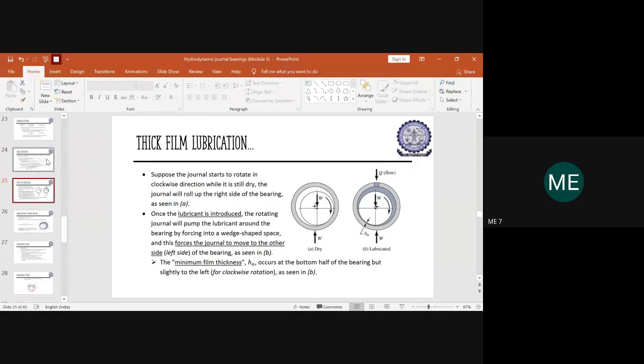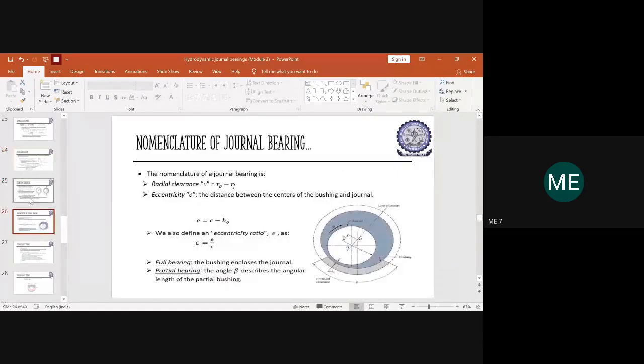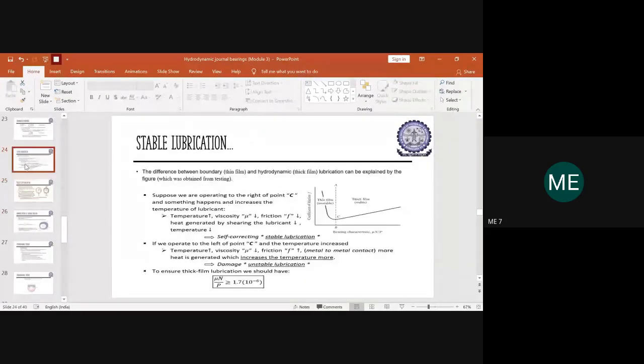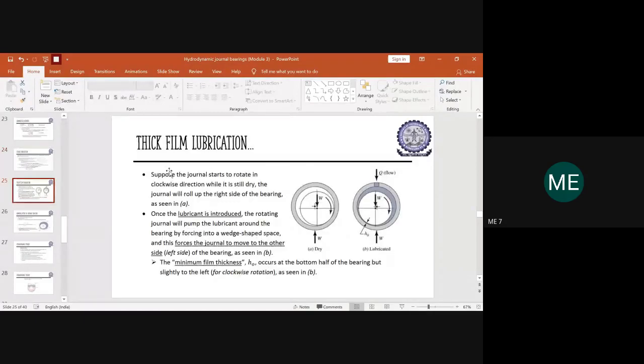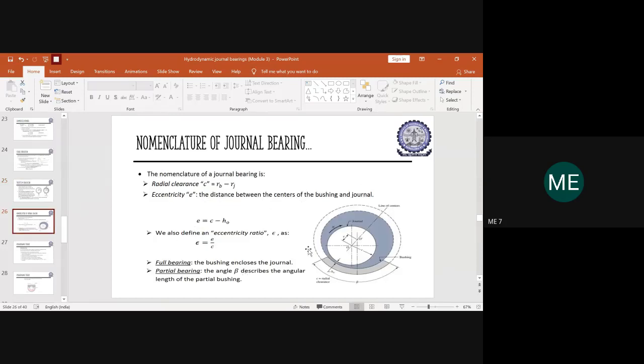After that, I have spoken about the terminology already with you all. When it is a stable lubricant, you mean that the film you are using is a thick film. When you use a thick film, the amount of friction will drop down. I also explained how the bearing moves without lubricant and with lubricant, what the minimum film thickness is, and also the nomenclature of the journal bearing.